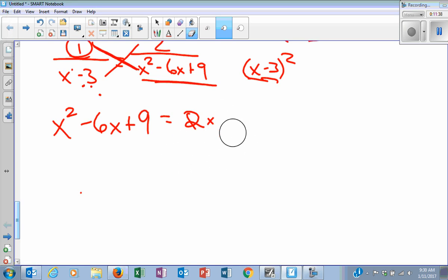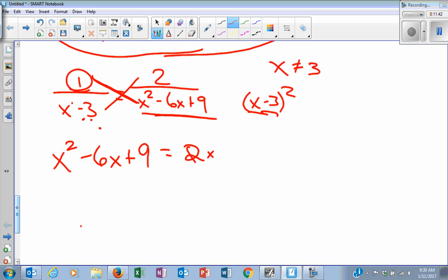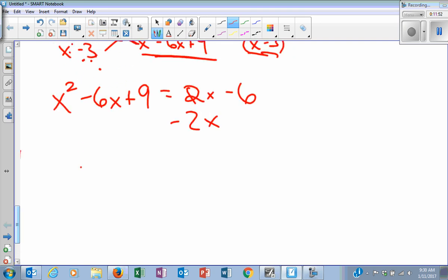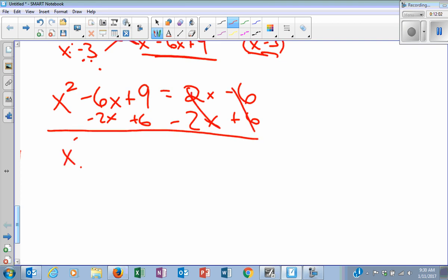I said distribute, but I didn't do it in my brain because I'm doing it so fast. So 2x, and then this time this is a negative 6, which then when I subtract, I end up with minus 2 plus 6. So then this should have been x squared minus 8x plus 15 equals 0.